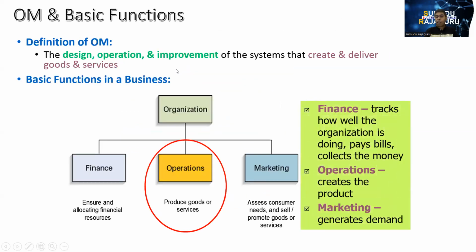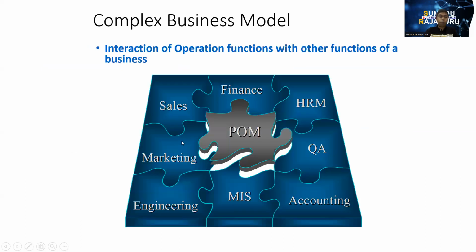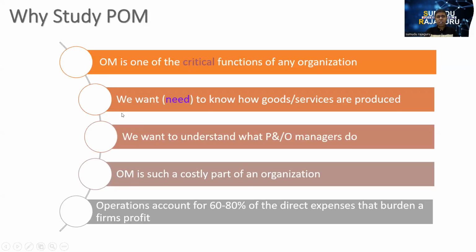Then there can be several elements in a business, but there are mainly three elements: finance, operation, and marketing. The operation is the core. There can be other elements also: finance, HRM, QA, accounting, MIS, engineering, marketing, sales. As we discussed, POM is the major function. There are several reasons why we want to study production and operation management. Okay, already we have gone through these things. So there are reasons behind that, and because of that, we want to learn about production and operation management.